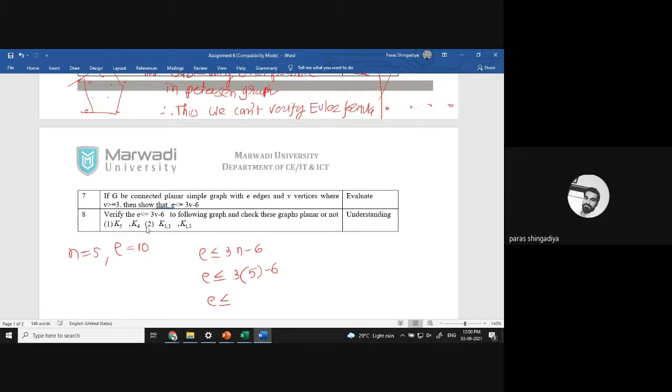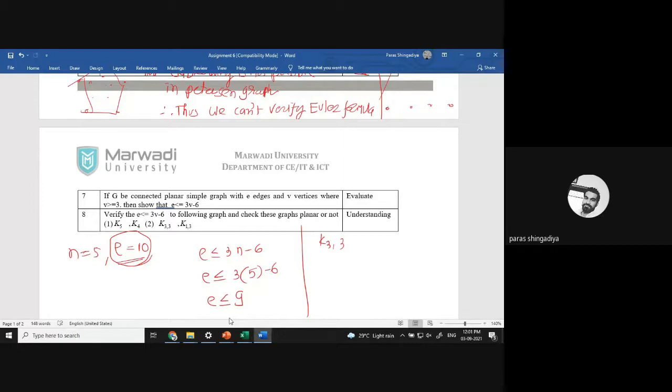15 minus 6, so that is equal to 9. Clear? And here we consider 10 edges, and up to 9 edges you can consider the planar graph. But here we use 10 edges, therefore it becomes a non-planar graph. And similarly in K33 you will get one contradictory result here.